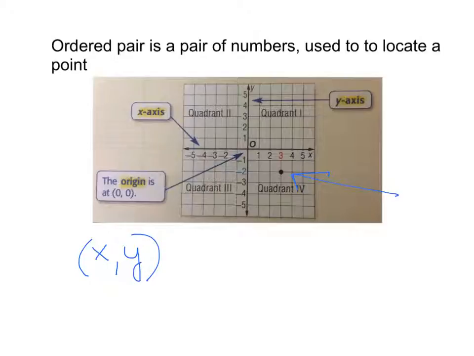So I need to first move to the x to see where it is. So I move 1, 2, and 3. My point lines up with the 3 x value, so I would write 3. And then we need to figure out where it lines up with the y value. It lines up with the negative 2. So my ordered pair for this point would be (3, -2).